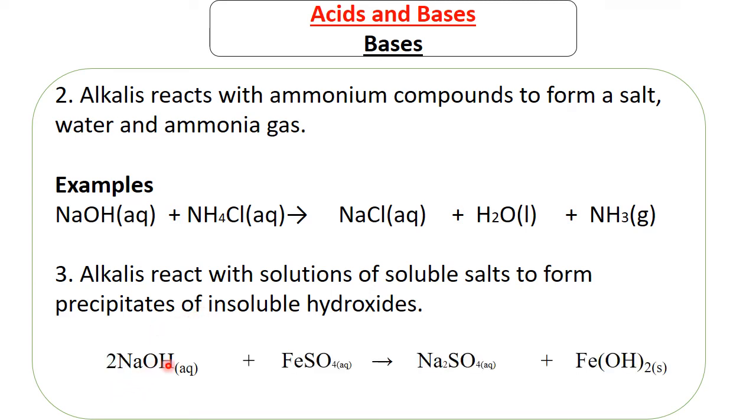Anyway, we have sodium hydroxide here reacting with a soluble salt here. What's going to be formed is sodium sulfate, and this insoluble hydroxide here, iron hydroxide. So this is the reaction.